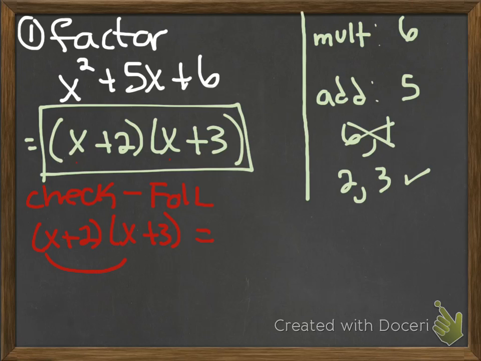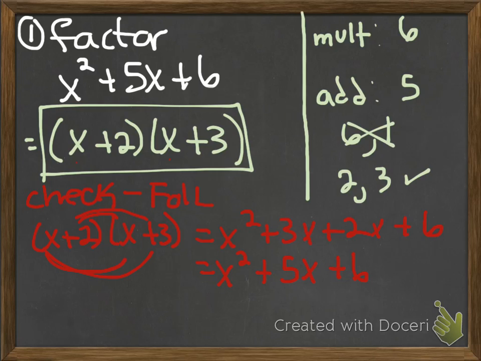X times x is x squared. X times 3 is 3x. 2 times x is 2x. 2 times 3 is 6. Combine like terms, that will give me x squared plus 3x plus 2x is 5x plus 6.